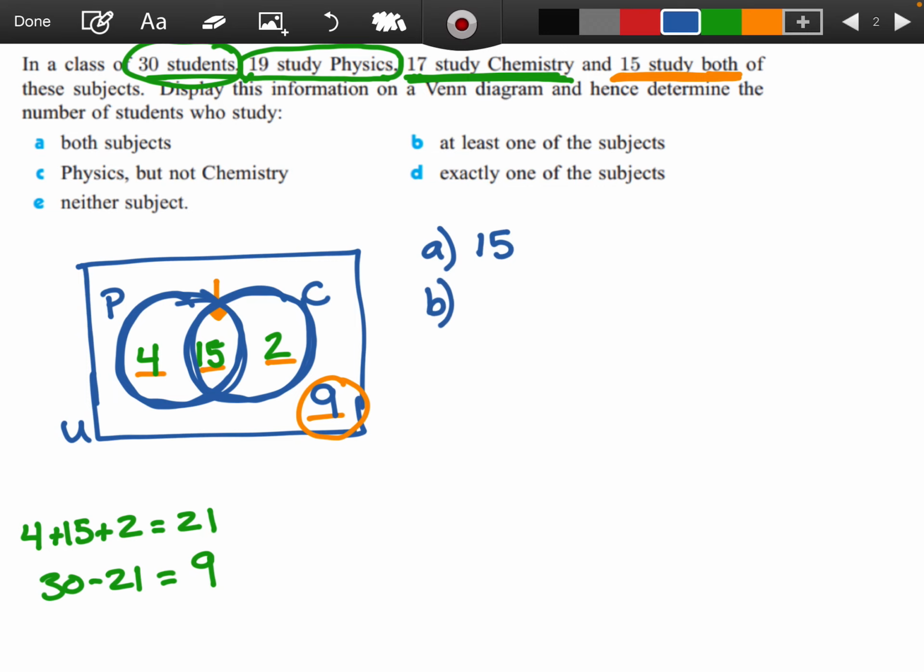So at least one means they have to be in the circles. So 4 plus 15 plus 2. So that gives us a total of 21 students studying at least one subject.